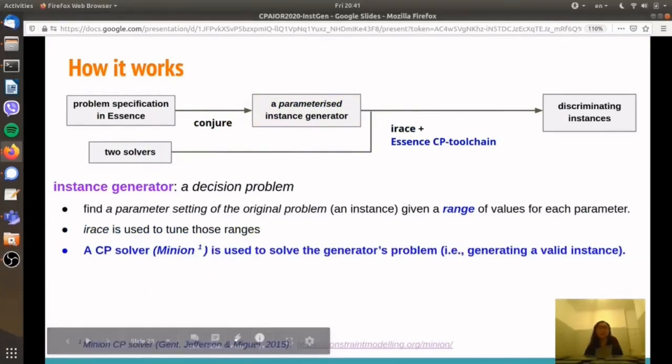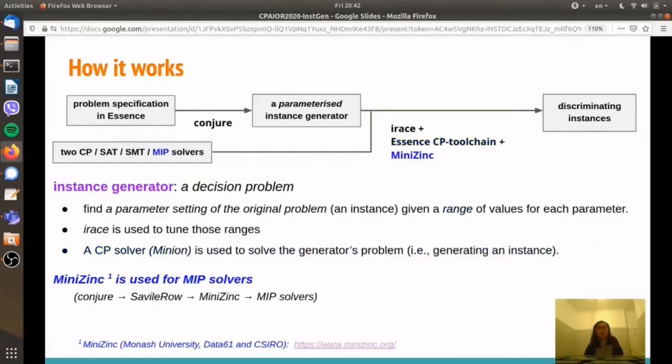Given a range proposed by irace, we will use the CP solver Minion, which is also a part of our Essence toolchain, to solve the generator problem in order to generate a valid instance that belongs to that range. After having a valid instance, we can evaluate that instance to see how discriminating it is, and we will use that information to give back to irace as feedback, so that irace can use that information to improve the tuning.